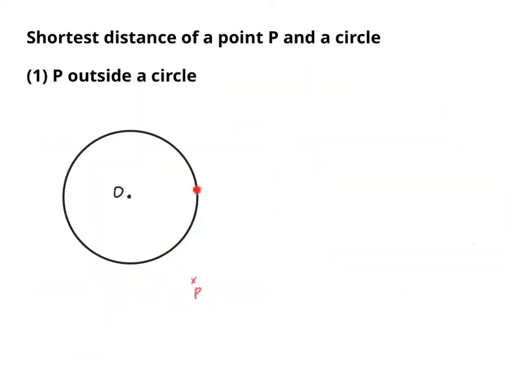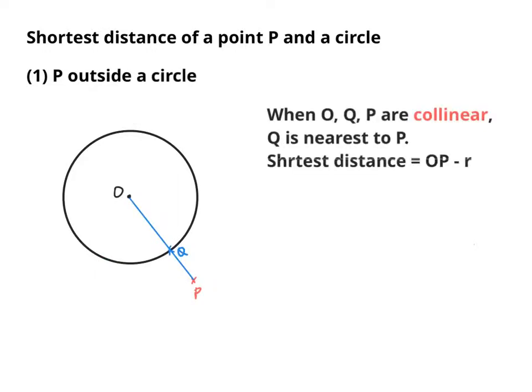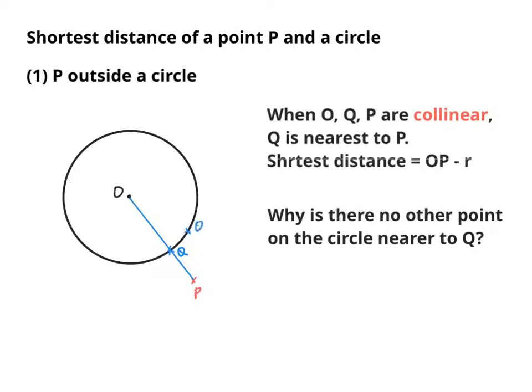Let point Q be a moving point on the circle. You may want to ask why we simply do the subtraction OP minus R to find the shortest distance. Why is there no other point on the circle, such as Q1 or Q2, nearer to the point P? The reason is very simple. We can prove it by using the triangle inequality. The triangle inequality says the sum of any two sides of a triangle must be greater than the remaining side.